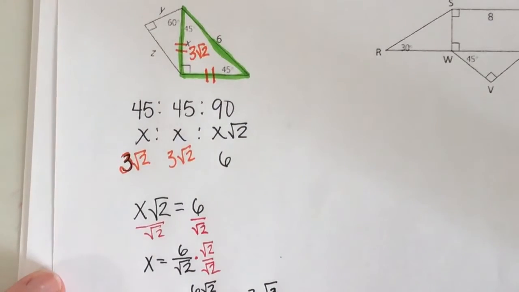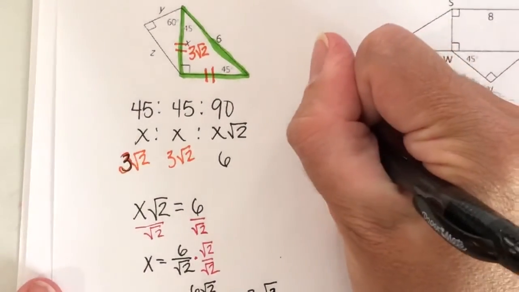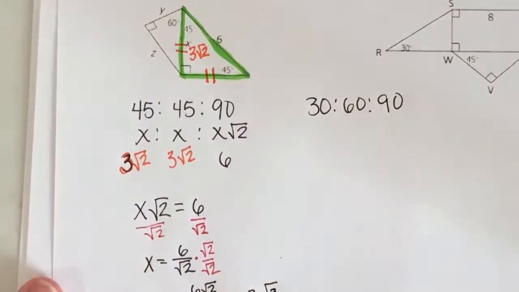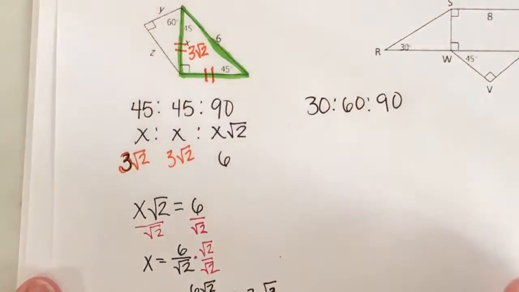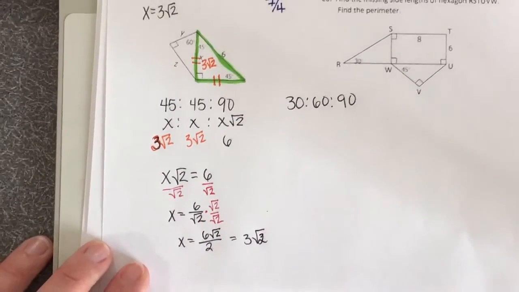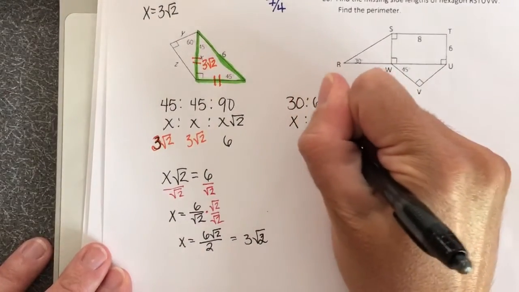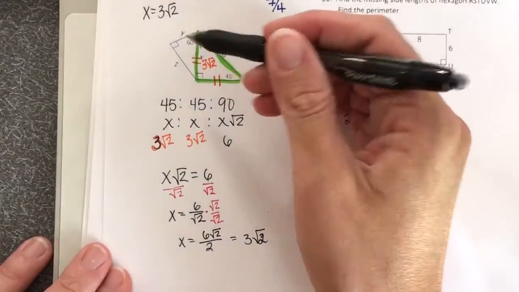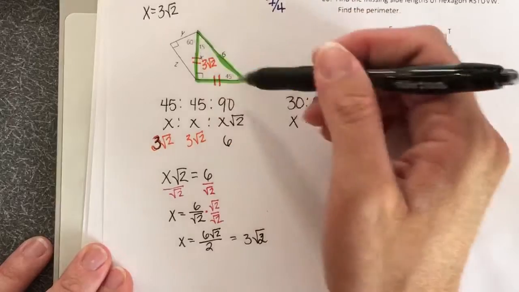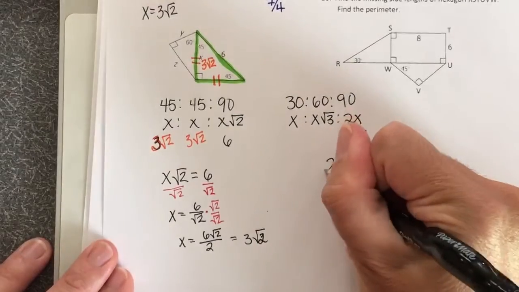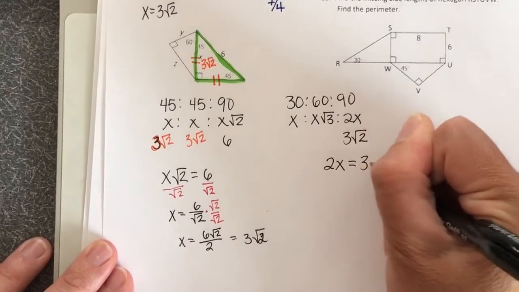Now that we know what that segment is in the 30, 60, 90, now we're going to use our 30, 60, 90 ratios to figure out what y and z are. So 30, 60, 90, write down the ratio of the sides, x, x times the square root of 3, and 2x. And so the side that I know about is my 90 degree. So it is 3 times the square root of 2. So now I'm going to set up my equation. 2x equals 3 times the square root of 2.